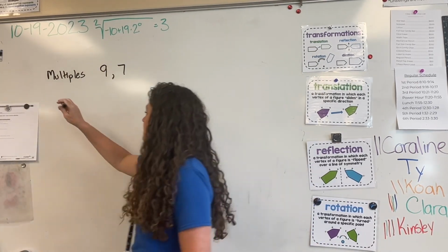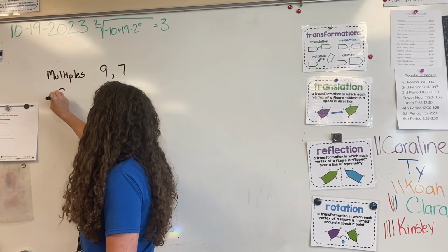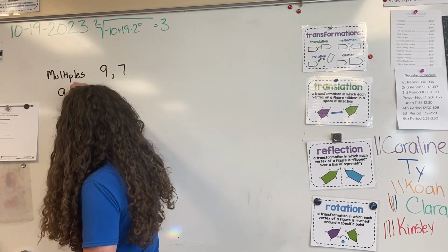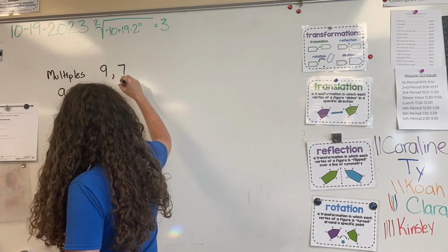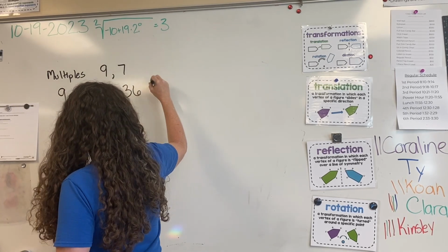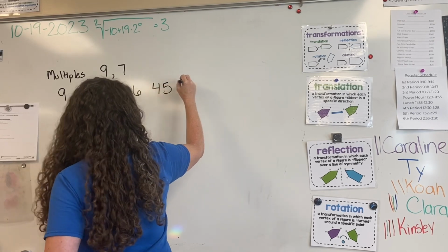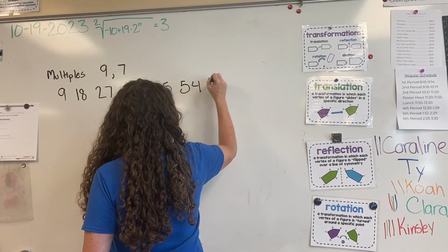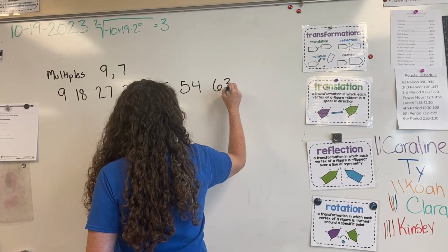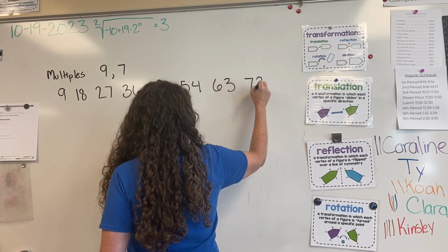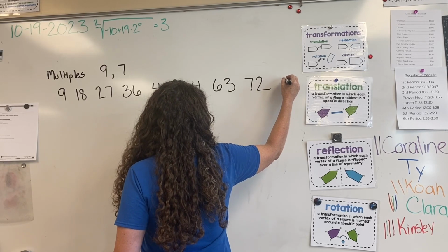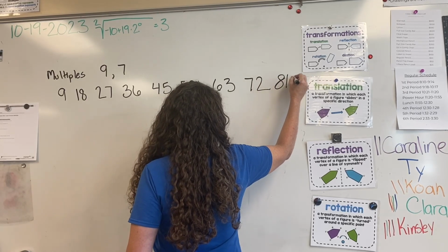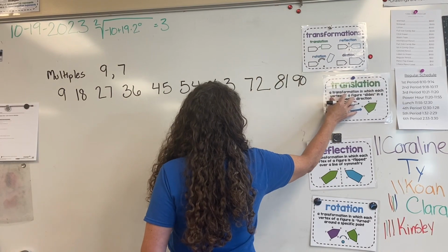Okay, what's 1 times 9? 9. 2 times 9? 18. 3 times 9? 27. 36, 45, 54, 63, 72, 81, 90. So that's the first 10 multiples of 9.